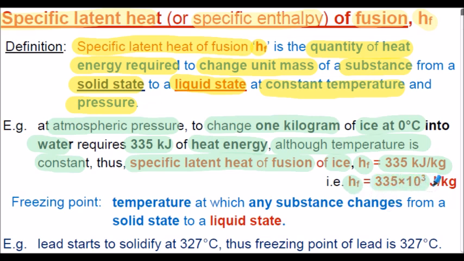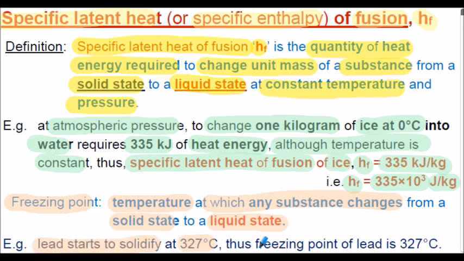Note the freezing point is defined as the temperature at which any substance changes from a solid state to a liquid state. So for example, lead starts to solidify at 327 degrees C, thus the freezing point of lead is 327 degrees C.